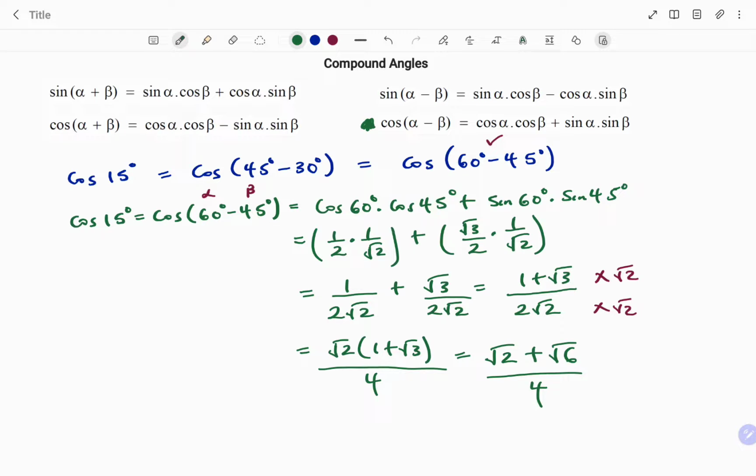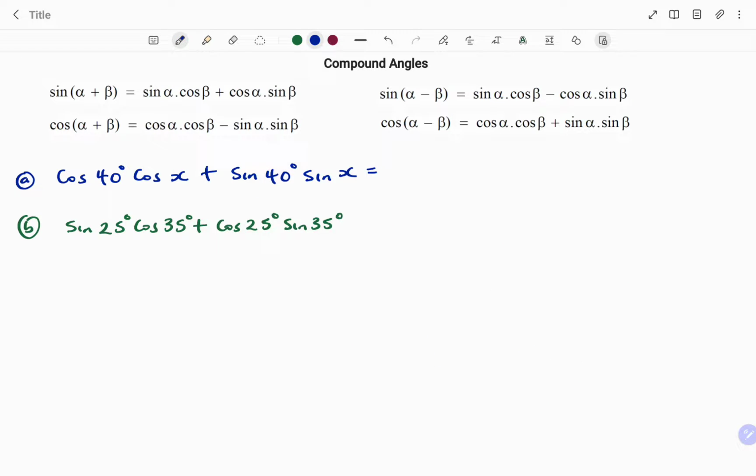Now note that in all the examples I've given so far, I'm going from the compound angle into the expansion. Now I'm going to give you a couple of examples whereby I have the expansion given, and I need to reduce back to what the compound angle is. So in the first example, if we're given cos 40 degrees cos x plus sine 40 sine x, we need to go back and check which of these expansions has a similarity to what I have.